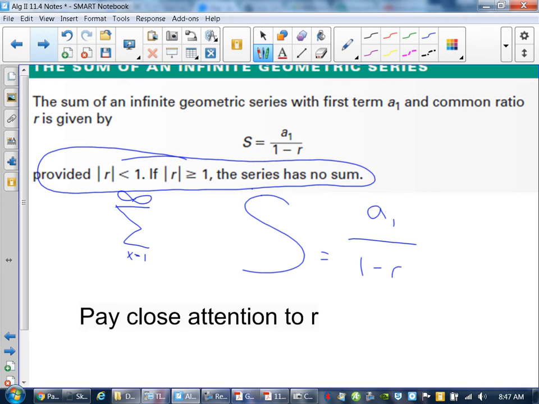That's the only rule you have to worry about. Because if it equals 1, can you divide by 0?